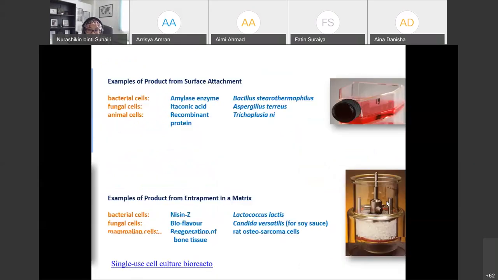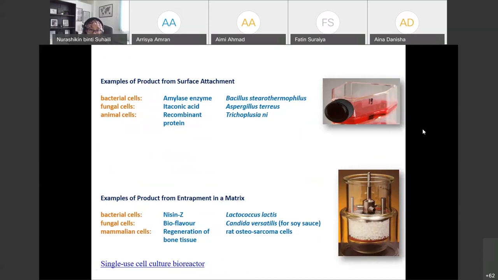So the previous method is attachment, okay? Attachment on the surface, yeah, for the animal cells. So examples of product from surface attachment. Actually, this method is mostly used for animal cells, tapi untuk bacteria ataupun untuk fungi pun ada juga diguna. Because it's just a method of attaching the cells on the surface, and you flow the media. So examples of products produced using this method: amylase enzyme from Bacillus. Tapi sebenarnya untuk bacteria tak ada masalah sangat sebab bacteria tak sensitive to shear, so you can just let it freely in the suspension. It can still grow well actually. But this is just to show that the method is also used in other organisms.